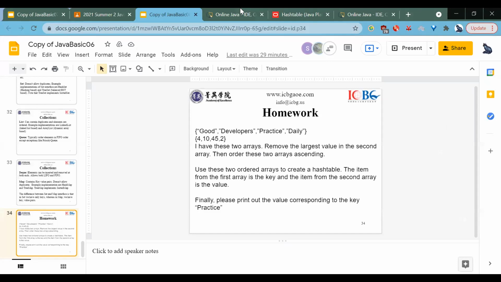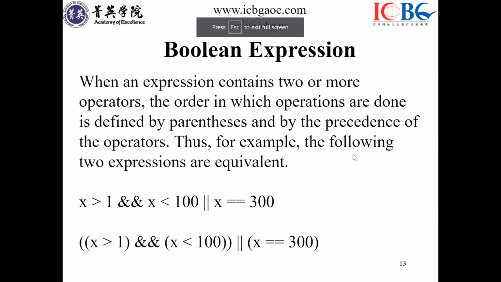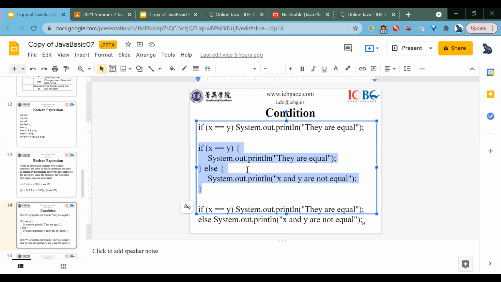Yeah, you can play around with Booleans until the cows come home. Here are conditions, right, with the equals. If x equals y, print they're equal. And then you can do if x equals y, print they're equal, and else print x and y are not equal. We can also plug this in for a bit. I'll also paste this in the chat.